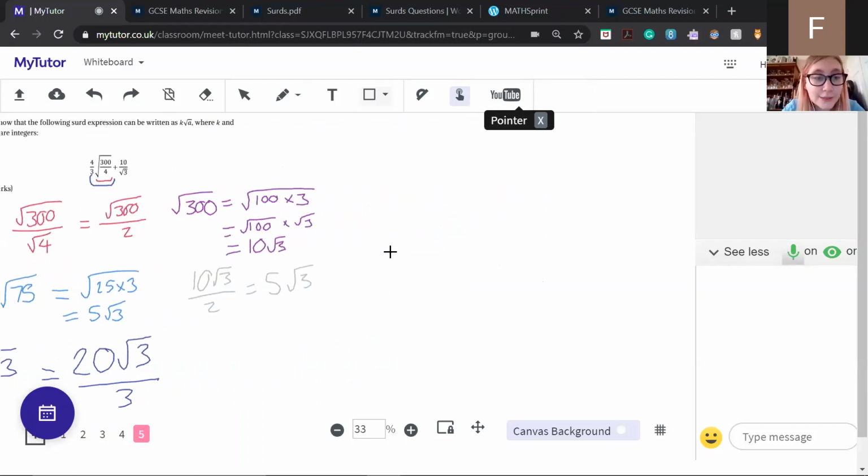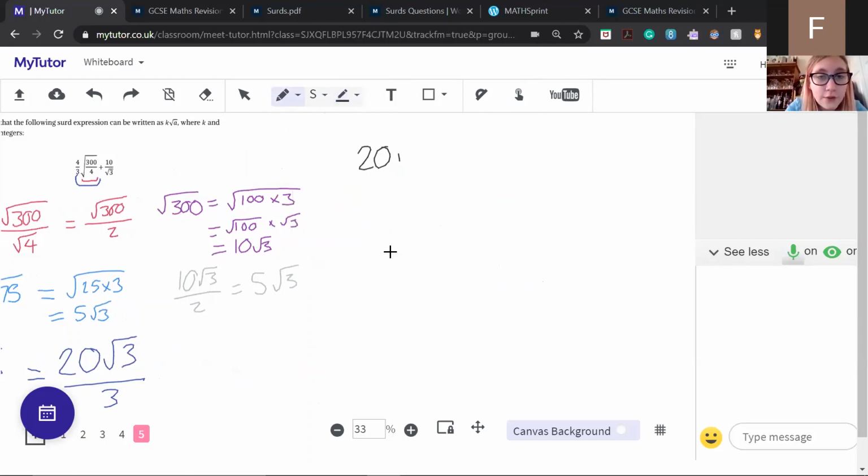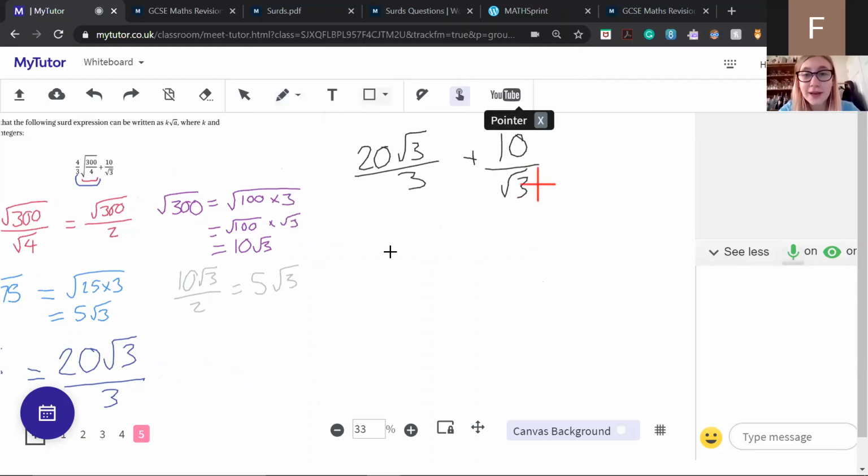Now let's have a look at what our expression is. It's 20 root 3 over 3. Now we haven't done anything to this right half. That's plus 10 over root 3. Now, here's what I mean. This is why mathematicians hate having these on the denominator. Wouldn't it be lovely if we could combine these in some way? Now, to combine them, we want to have the same denominator, right? But it's like, what do we times 3 by to get root 3? Well, we don't. We root it.